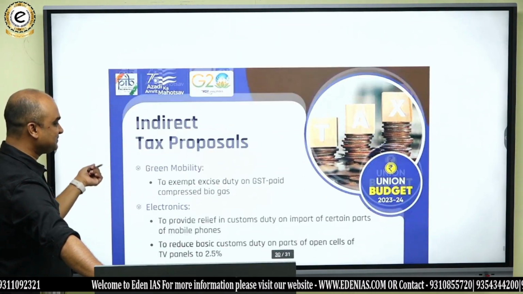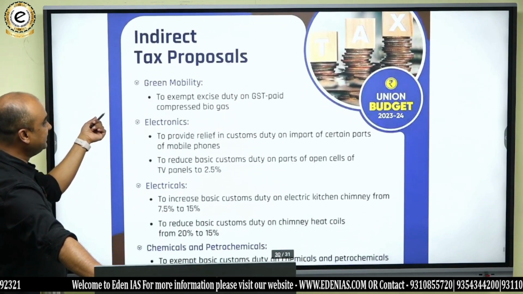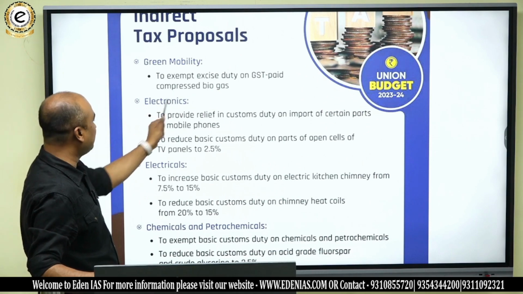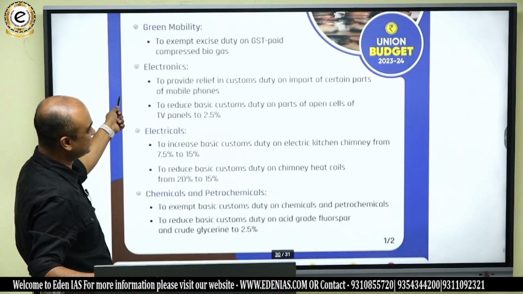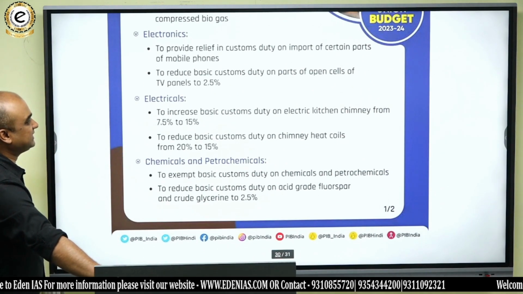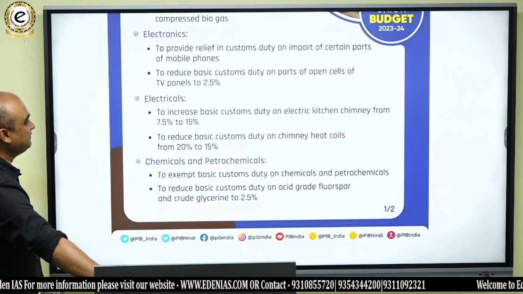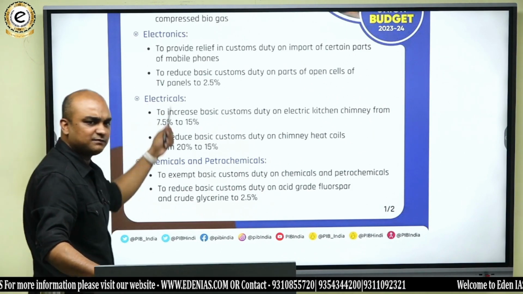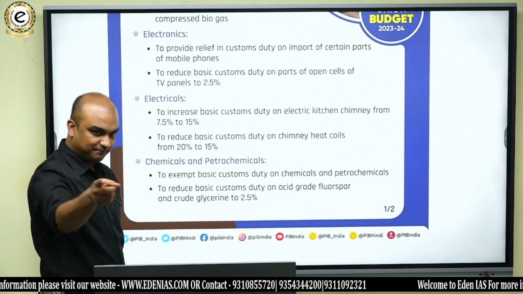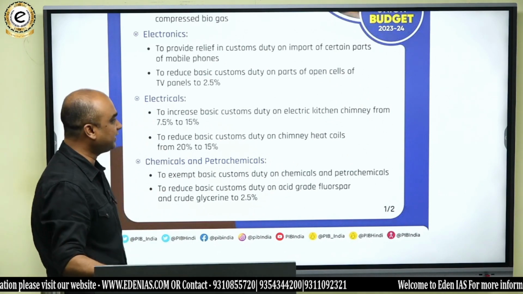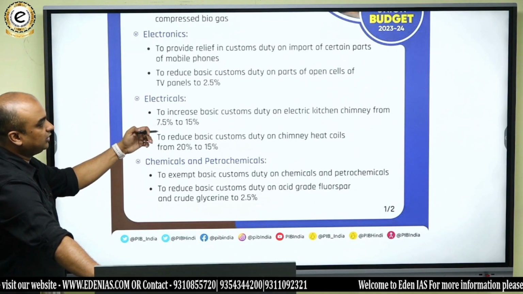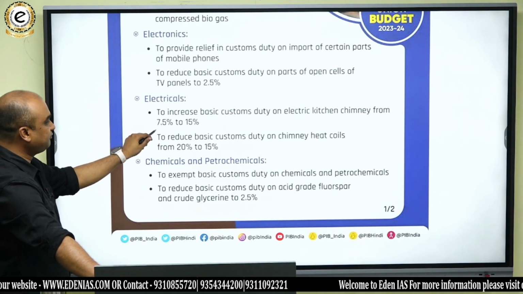In the indirect tax proposals, you see, green mobility: to exempt excise duty on GST paid on compressed biogas. Electronics: to provide relief in customs duty on import of certain parts of mobile phones, to reduce basic customs duty on parts of open cells of TV panels to 2.5%. Remember, India has become the second largest market of mobile phone manufacturing. Good. Now even Apple's store is opening in India, also a manufacturing unit. To increase basic customs duty on electric kitchen chimney from 7.5% to 15%.